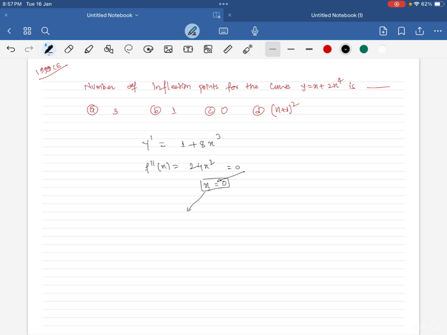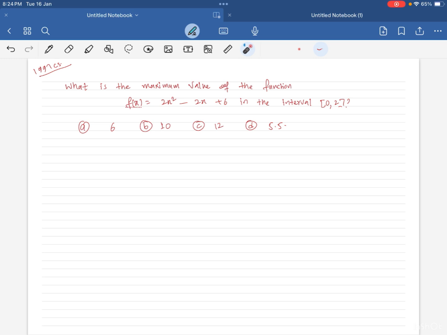Take any point that is less than 0, so let's take x equals -1, and take any point that is greater than 0, so take x equals +1. Put it in your double derivative, that will be 24, and put it in your double derivative, that will be 24, right? So you see there is no sign change, that means this point is not an inflection point, so we do not have any inflection point for this curve.